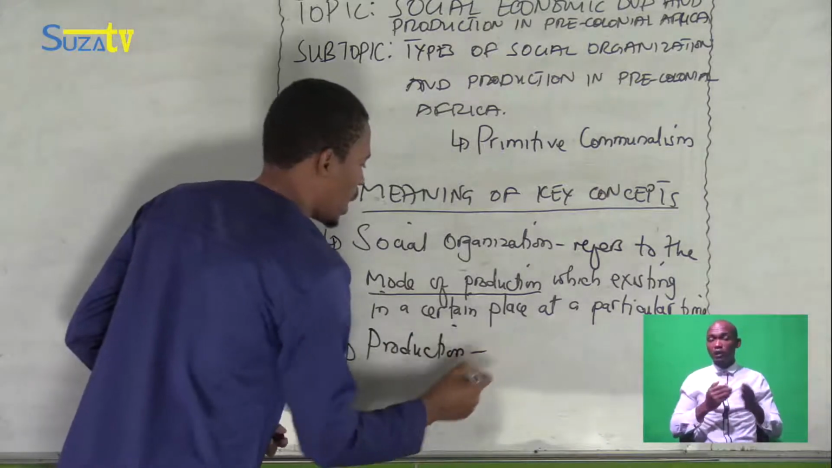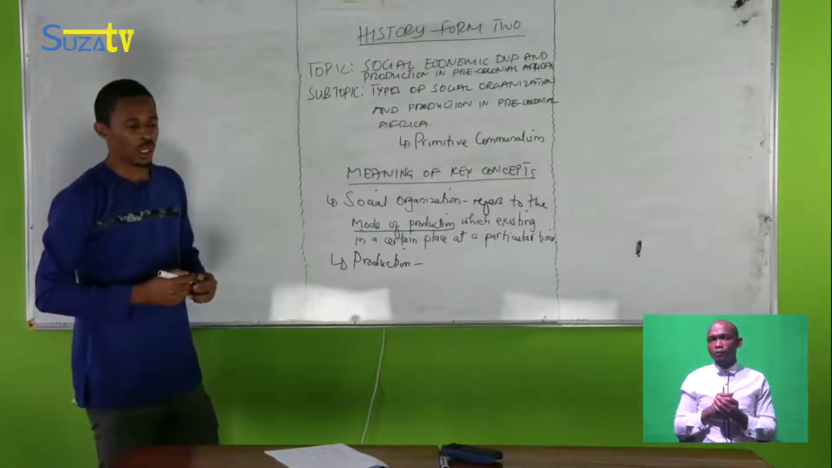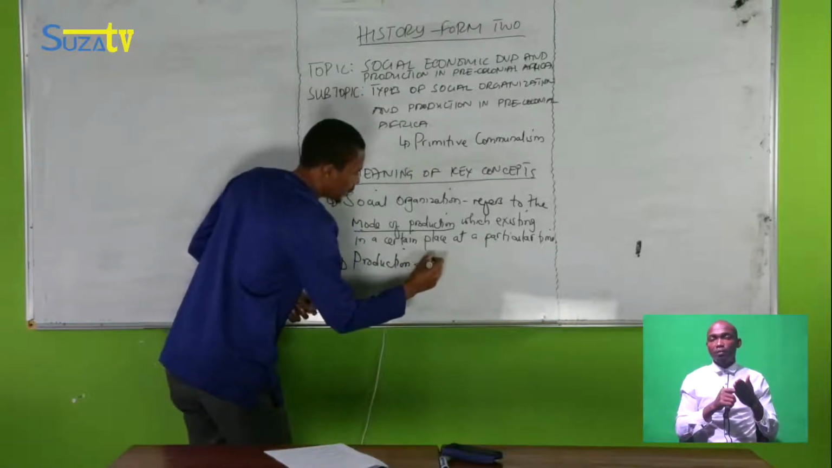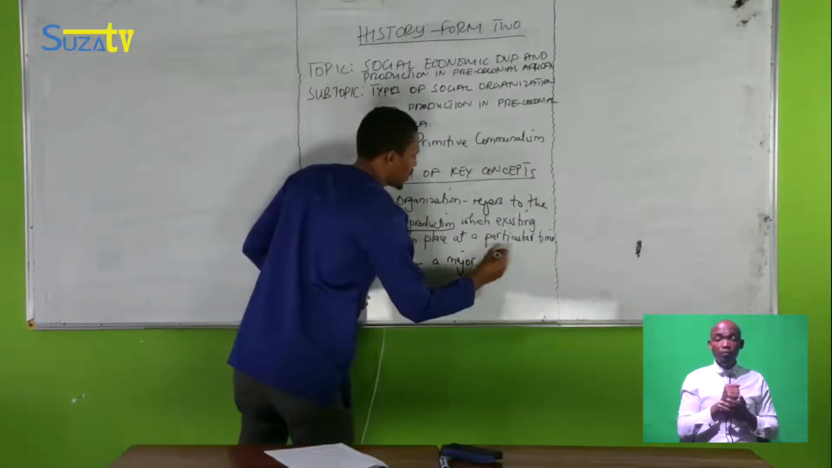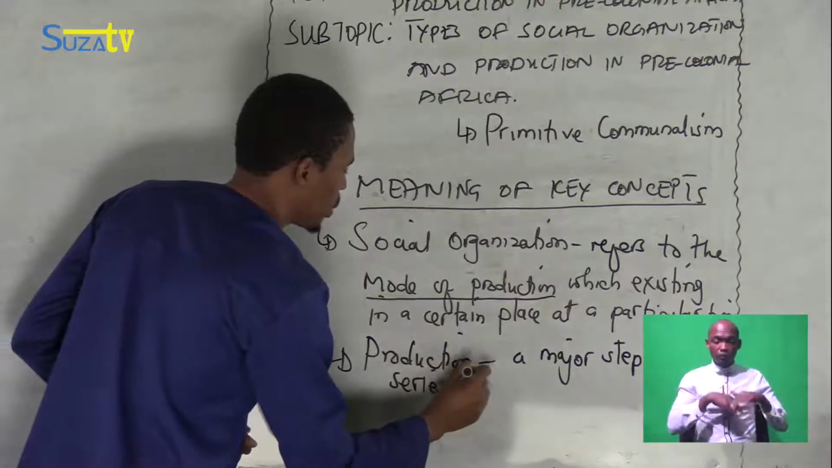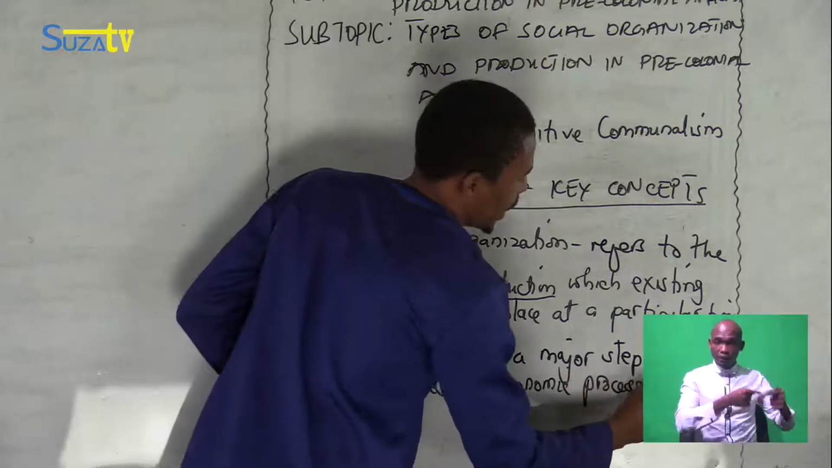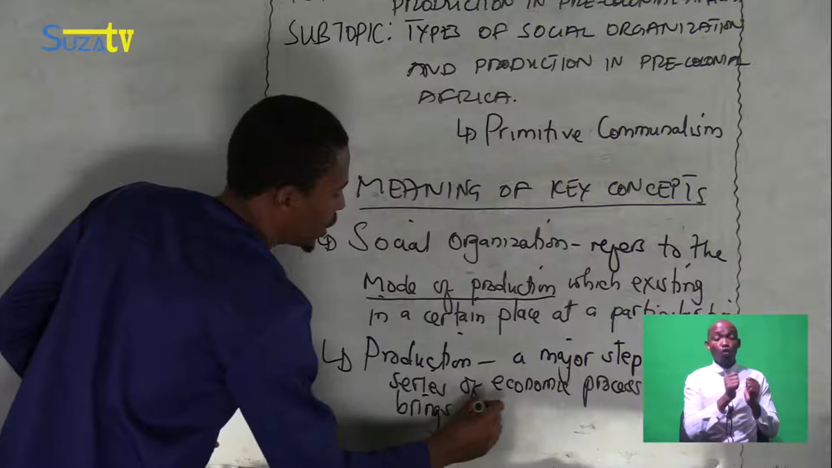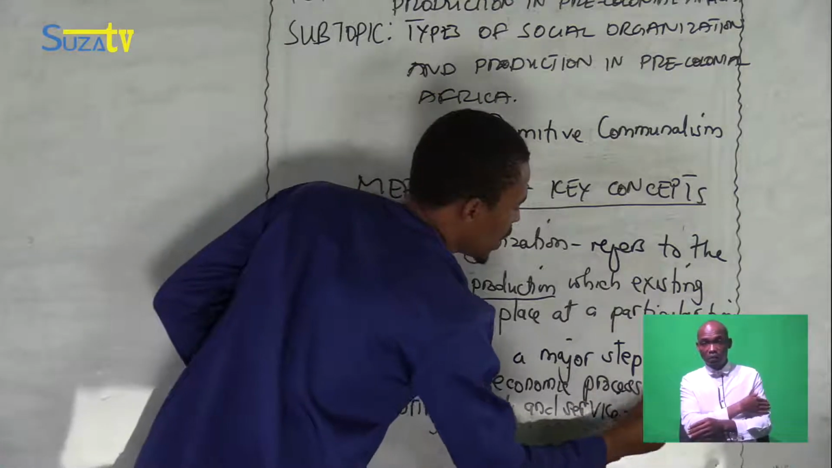Who can try to define the term production? Who knows about production? Okay, very good. Production can simply be defined as a major step in the series of economic processes that brings goods and services to the people.